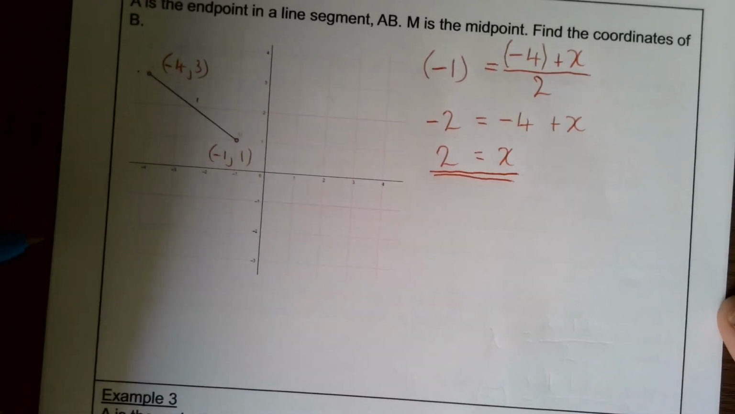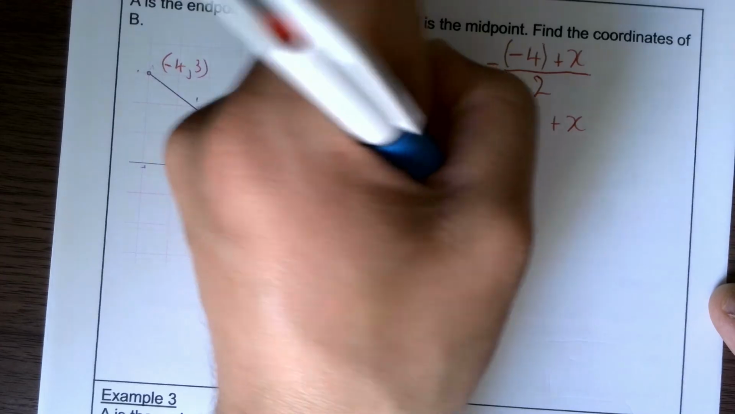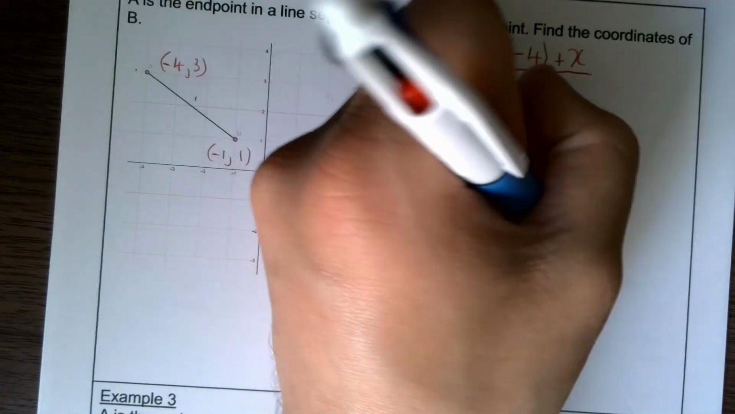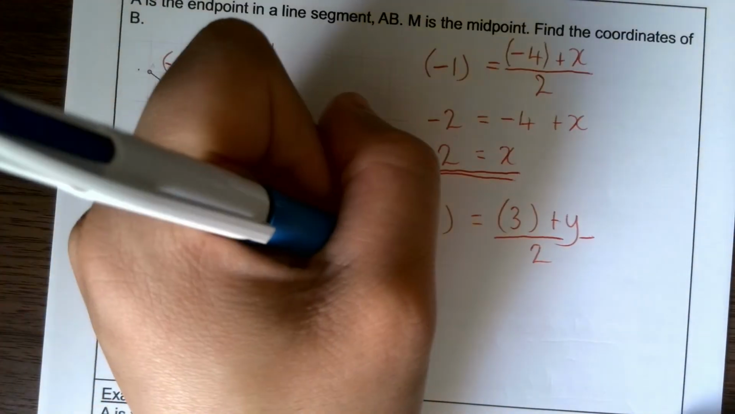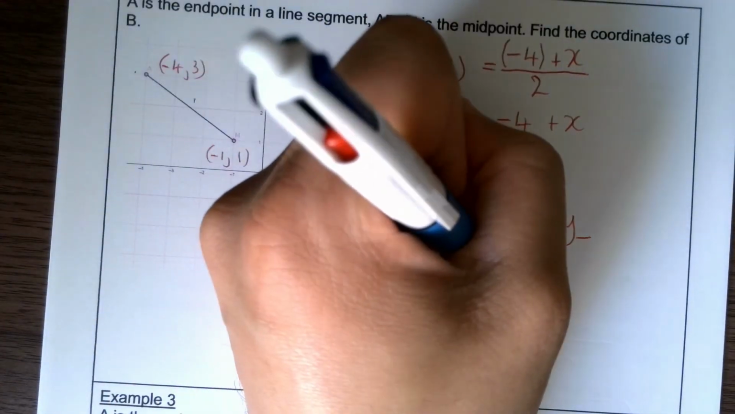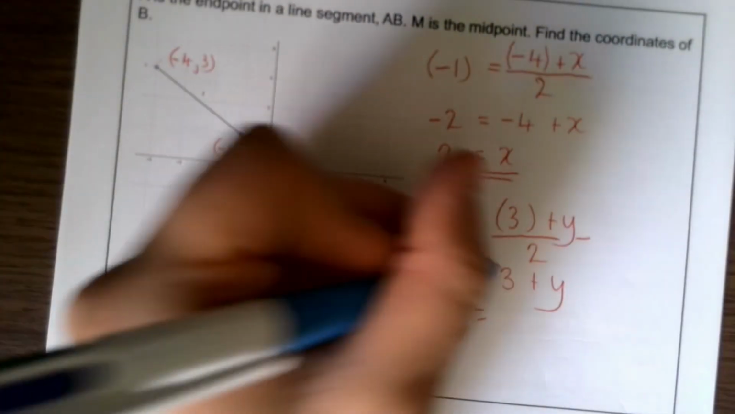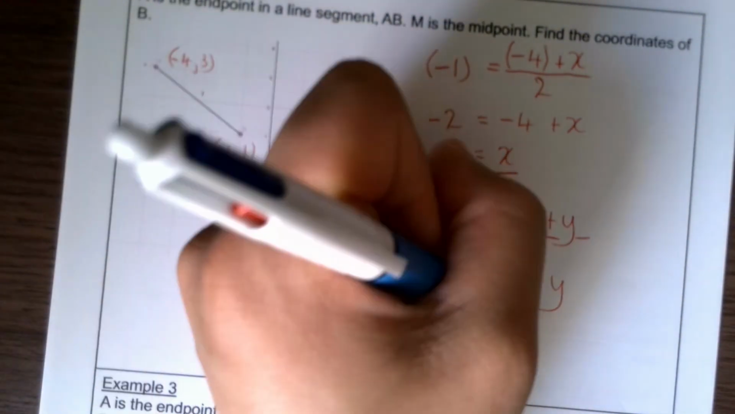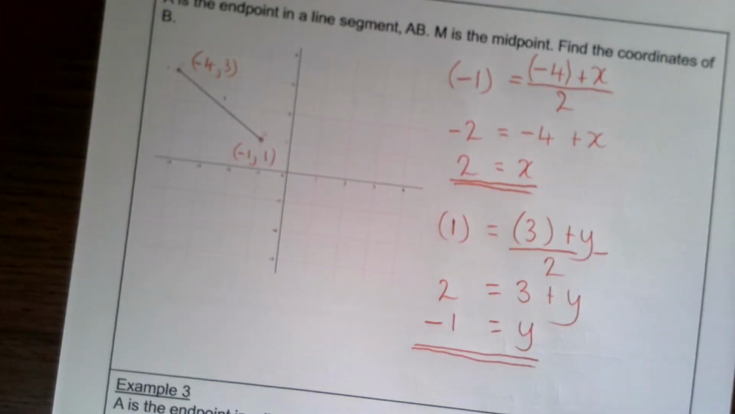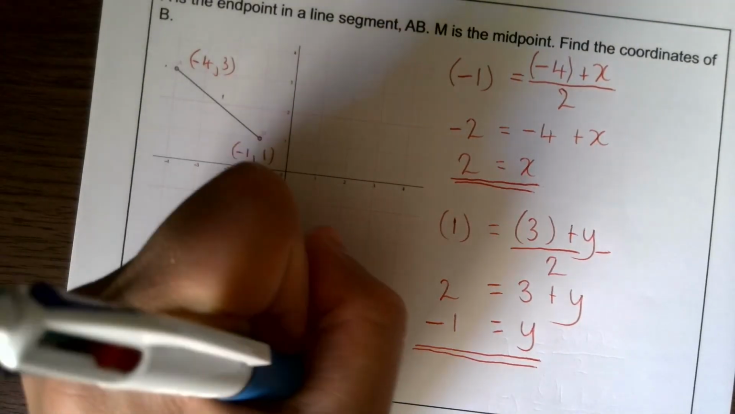And then we're going to do the exact same but with the y's now. So I'm going to say 1 equals 3 plus y all over 2. So we're going to multiply both sides by 2. I get 2 equals 3 plus y. And then I'm going to subtract 3 from both sides. So I get 2 take away 3, which is -1 equals y. So my coordinates for point B should be B equals 2, -1.